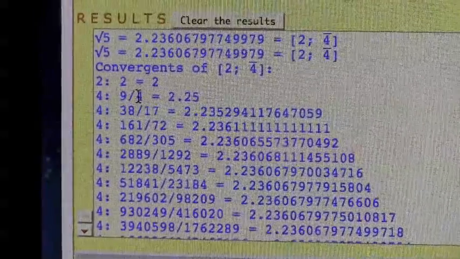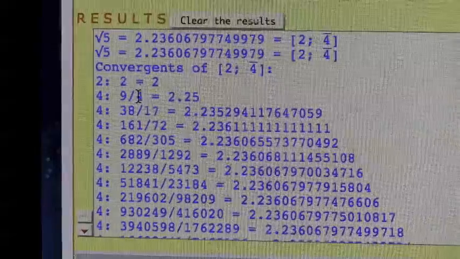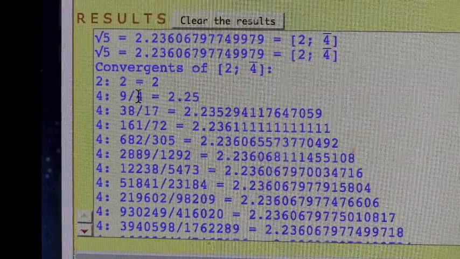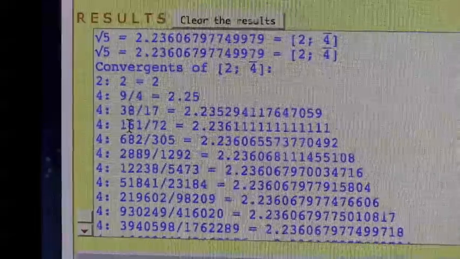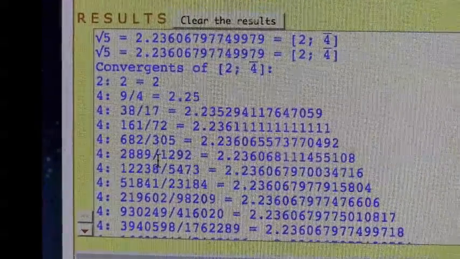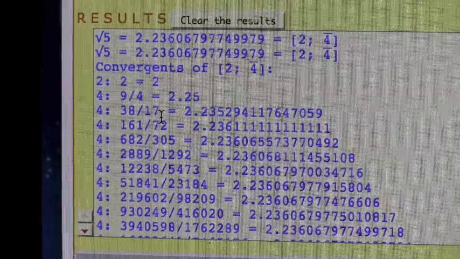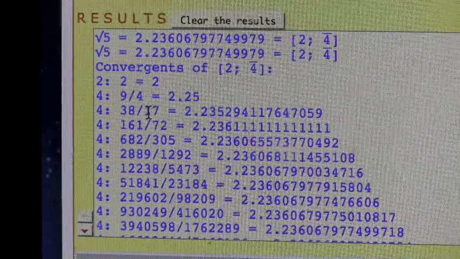Is 81 over 16 close to 5? What is 5 times 16? 5 times 16 is 80, so it's really close to 5. The next approximation is 38 over 17. Now I have to tell you, I don't know what 38 squared is, and I do know what 17 squared is though. It's 289.